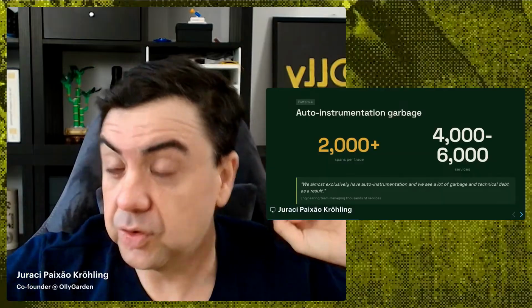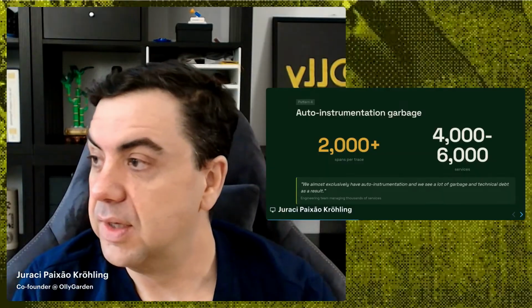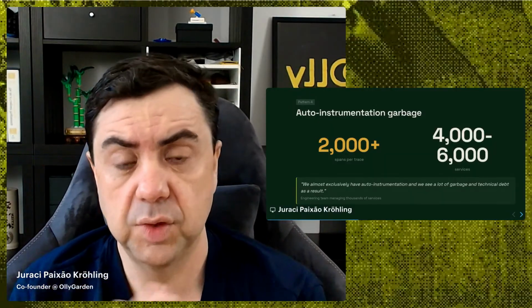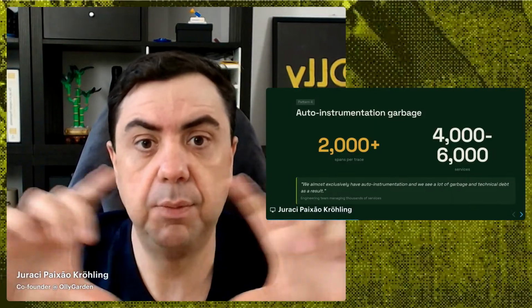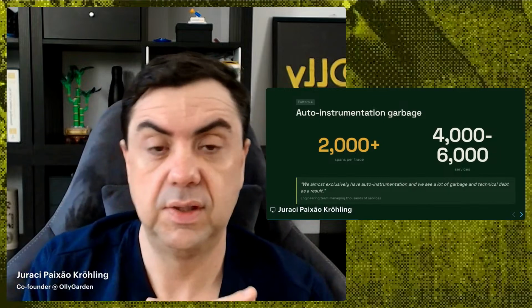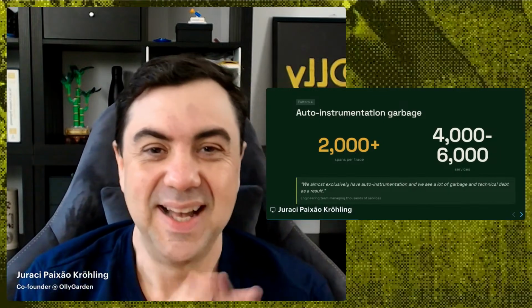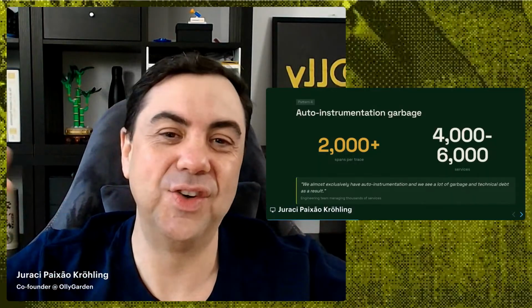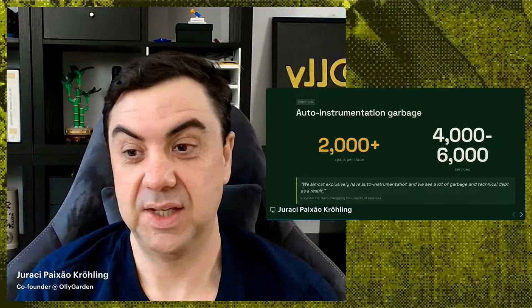So anyway, auto instrumentation garbage. What we are saying is, because of auto instrumentation, we do see traces with over 2,000 spans, right? This is bad. Why is this bad? Because if we are capturing data at the eBPF layer, and this is something that I've seen as well on a demo of a product, people have a span that represents the lock and unlock of every single SQL statement that they run, right?